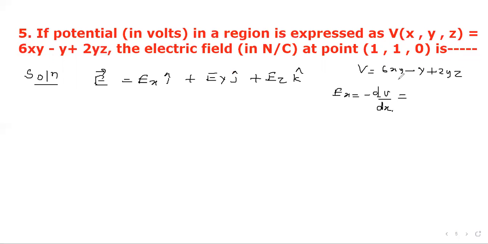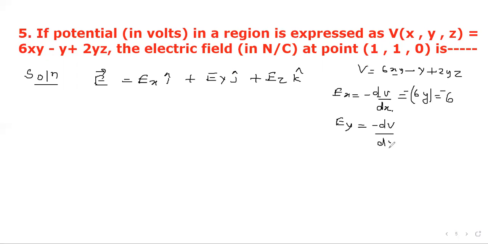So when we differentiate it with respect to x, other things are assumed to be constants. So the second and third terms will become 0. Only we will get 6y, and y is given as 1, so it will become 6. Here the minus sign is left, so it will become minus 6. Similarly, Ey, which is minus dV upon dy.